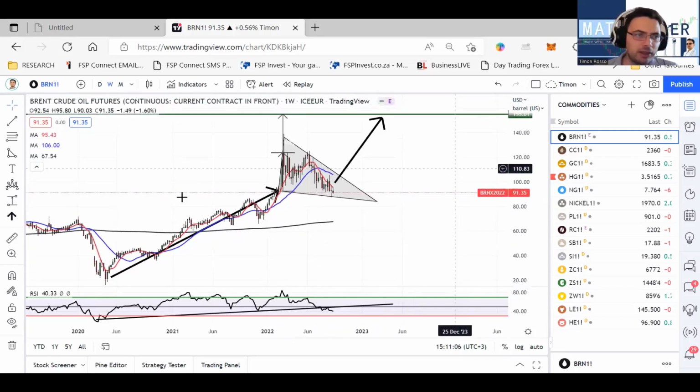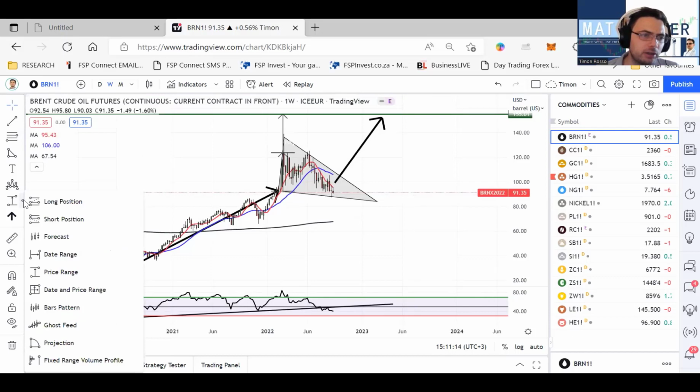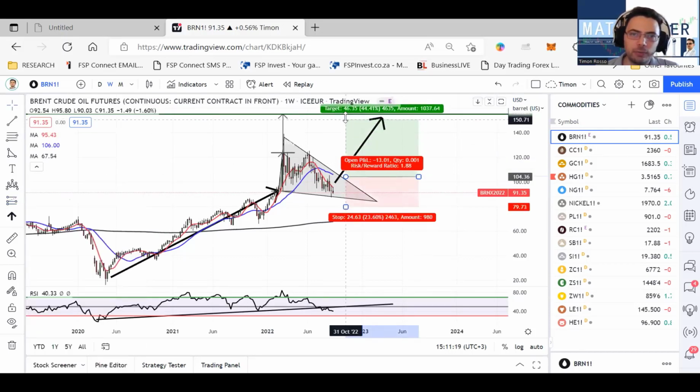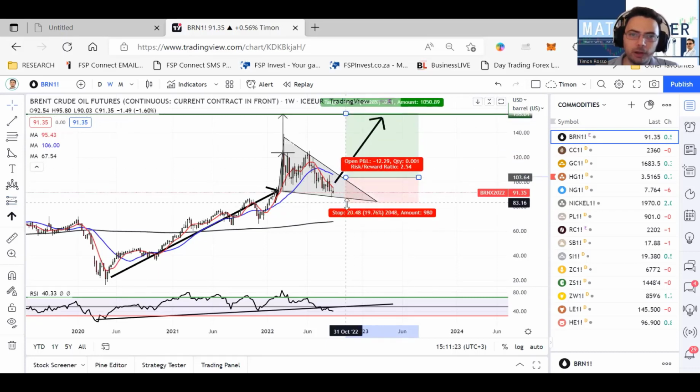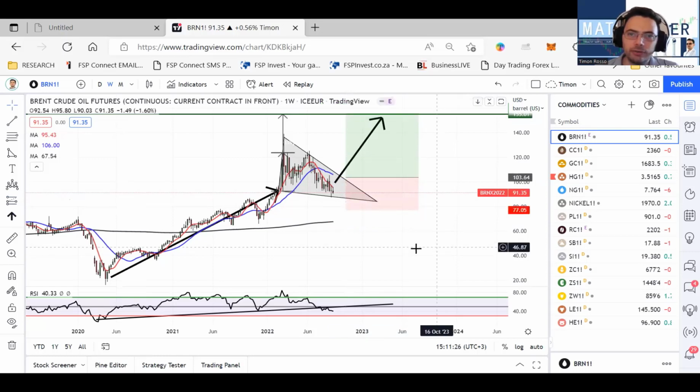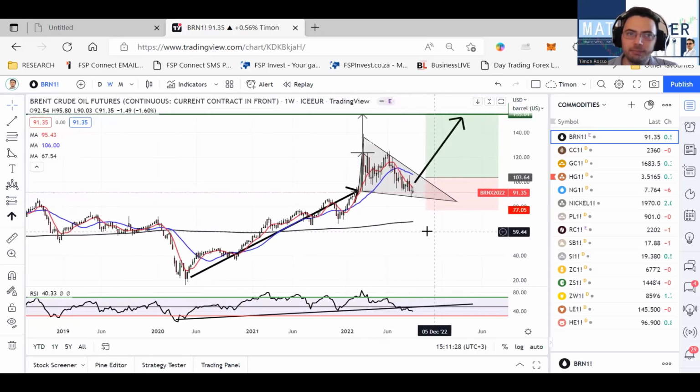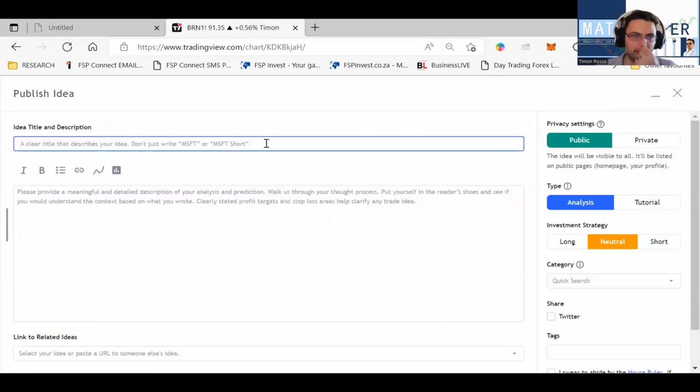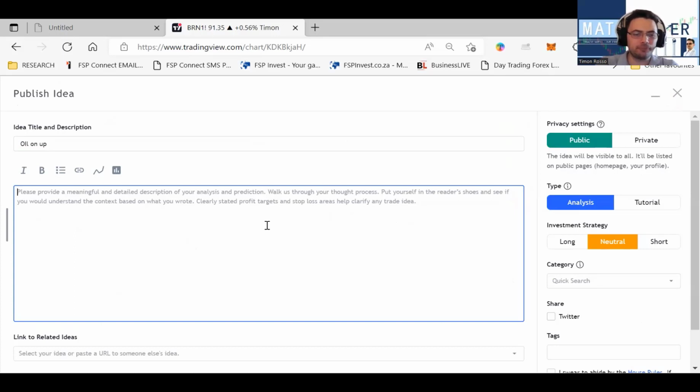So let me show you something very interesting. I'm going to take this long position. We're going to put a long up here with the entry price just above the breakout, and we'll put a stop loss just below. So that's where I intend the Brent crude to move. And then what you can do is go to publish idea. You can say oil line up, and you can give a description.